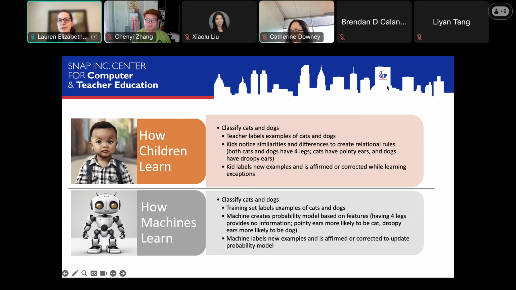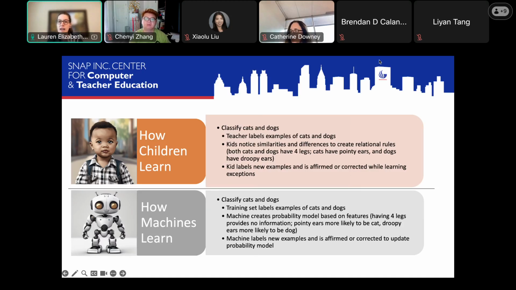But kids notice these similarities and differences, such as both cats and dogs have four legs, so maybe that doesn't really provide that much information. But cats tend to have pointy ears, whereas dogs tend to have droopy ears. So that could be a way of distinguishing between cats and dogs. And then kids label a new example and they're affirmed or corrected, especially while they're learning exceptions to the rule.